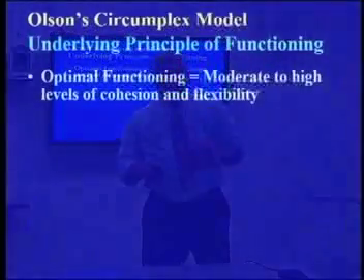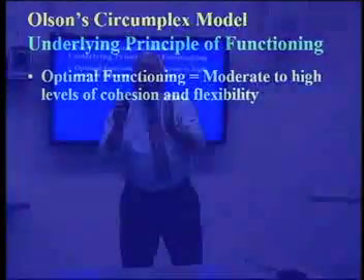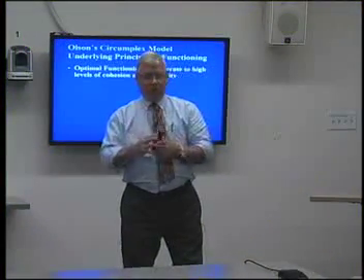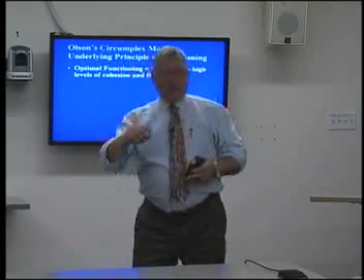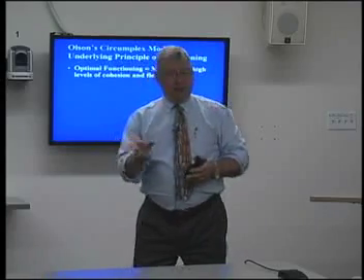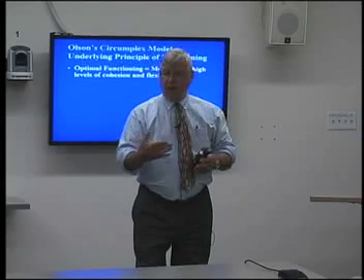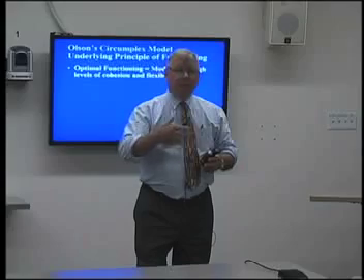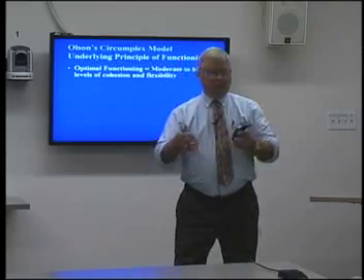Okay. So the underlying principle in Olson's model is the idea that optimal functioning is indicated by moderate to high levels of cohesion and flexibility. That the best families, the most functional ones, are the ones that have moderate to high levels of cohesion and moderate to high levels of flexibility. Now, in his original formulation of the model, again, this model is a product of many, many years of couple therapy that Olson has engaged in over his lifespan, still working today.